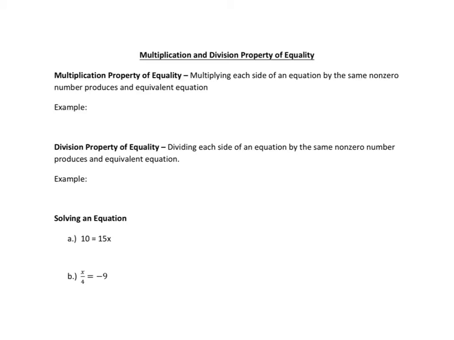The multiplication property of equality, multiplying each side of an equation by the same non-zero number produces an equivalent equation. Here's an example. The equation is x divided by 3 equals 2. If I multiply x divided by 3 by the whole number 3, and I multiply 2 by 3, I still have equivalent equations. The division property of equality, dividing each side of an equation by the same non-zero number, produces an equivalent equation.